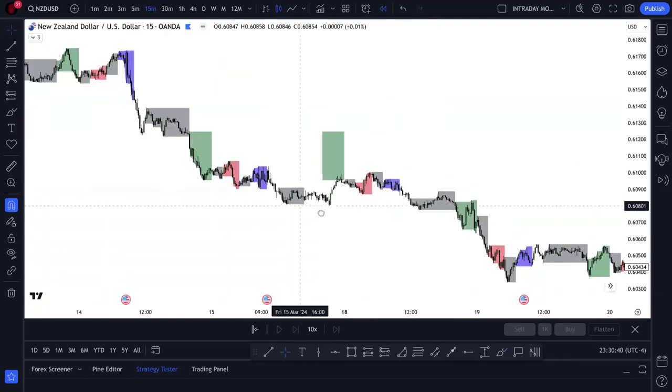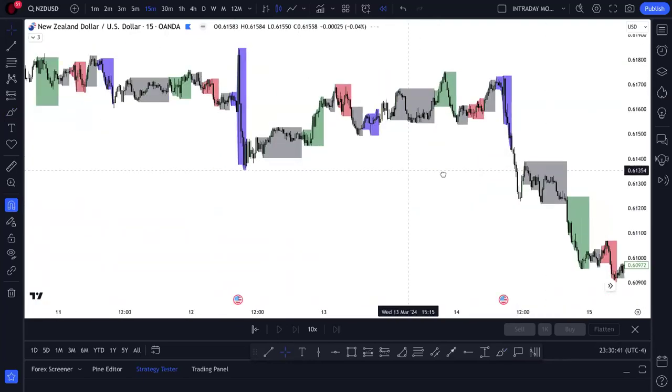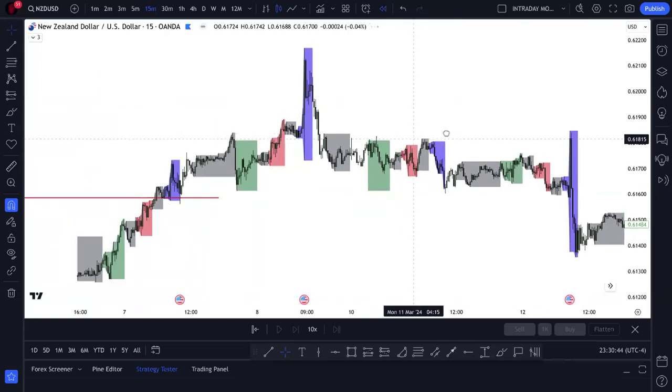Look at the consolidation. Look at that. It's so rigged. It's so rigged. But it's better to know.